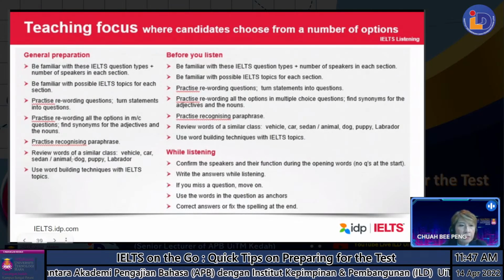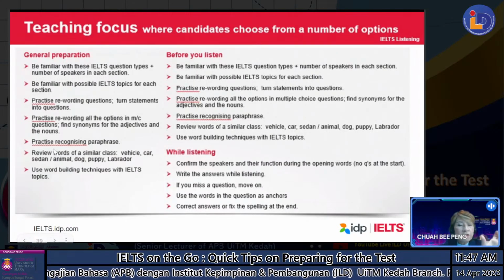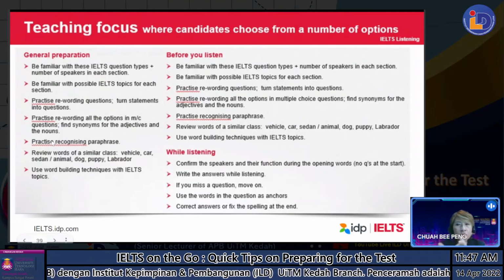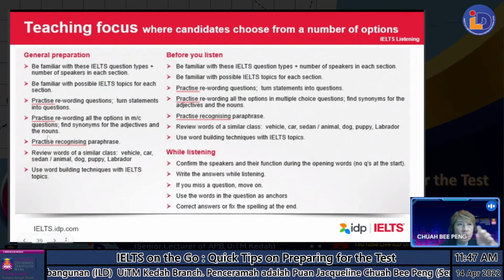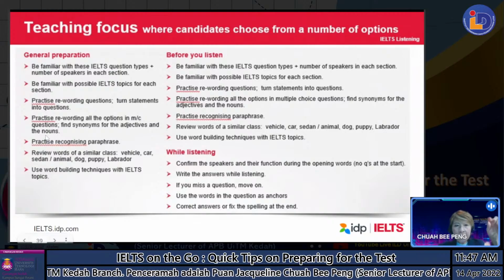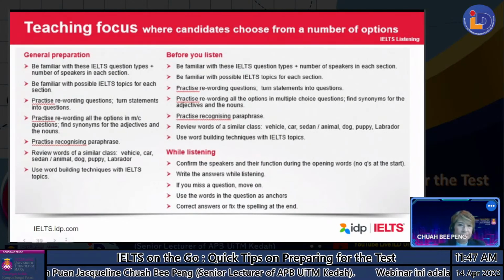Okay. And yeah, like I said, paraphrasing. Even when they speak, sometimes they won't give you the exact phrase as what is stated in the question. They will rephrase it. So this is to test you on whether you understand that this, and the one in the text, and also the one in the question are the same.